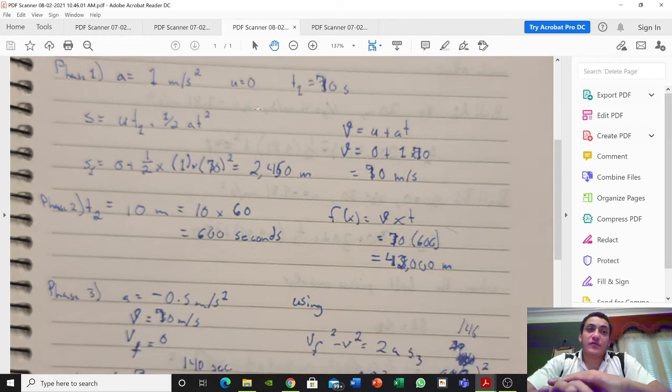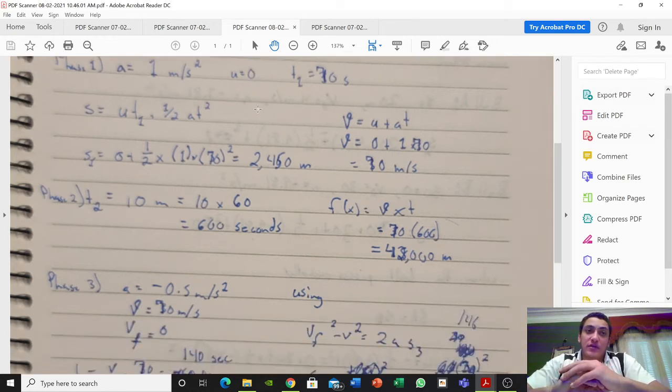Phase 2, or T2, equals 10 minutes, which is 10 multiplied by 60, which equals 600 seconds. S2 equals velocity multiplied by time, which is 70 multiplied by 600, which then results in 42,000 meters.